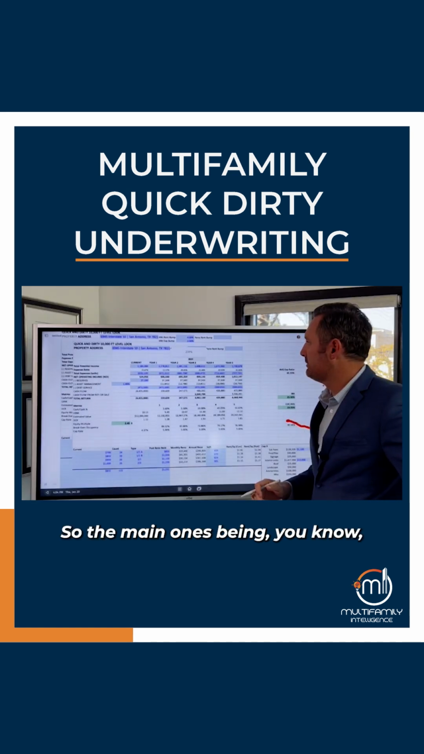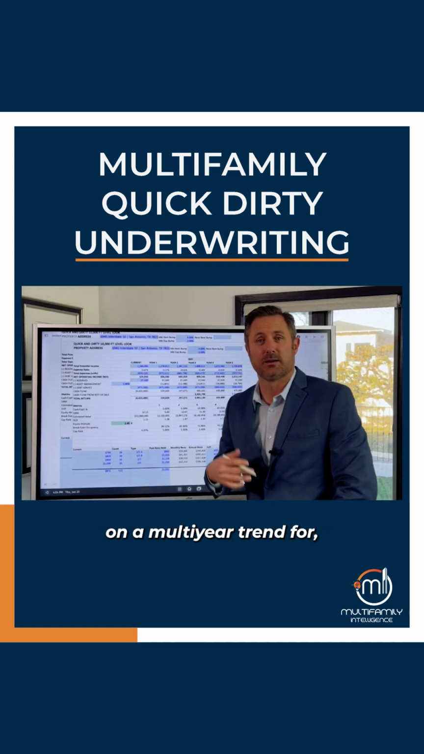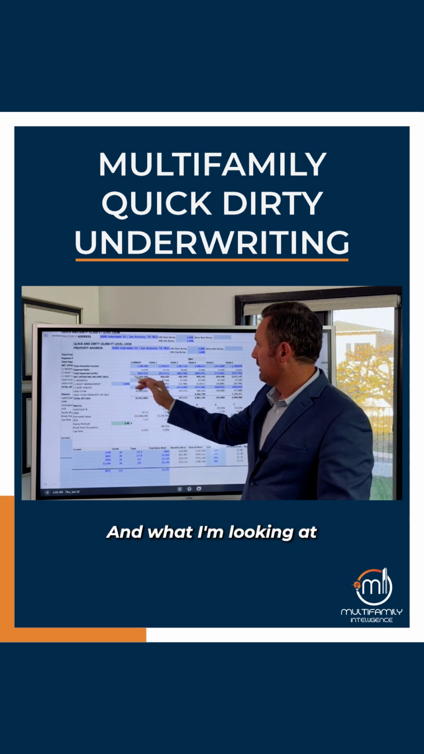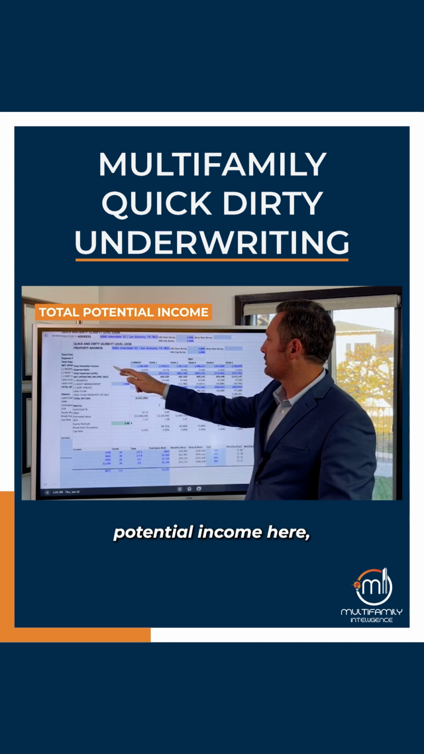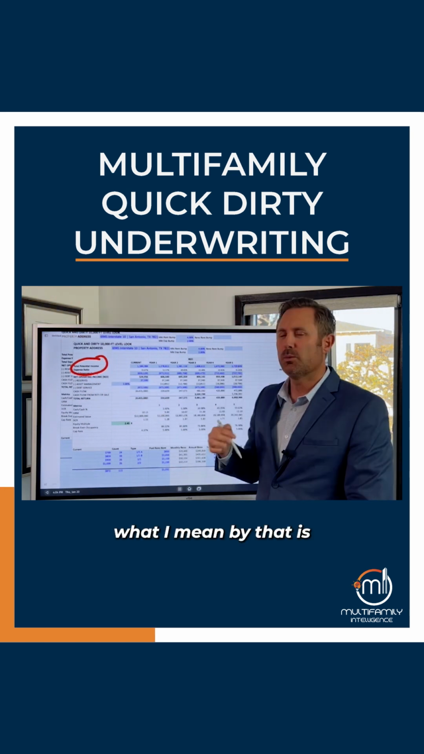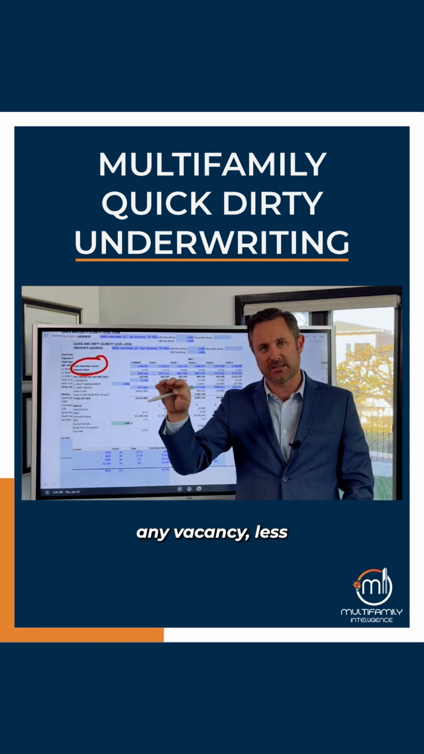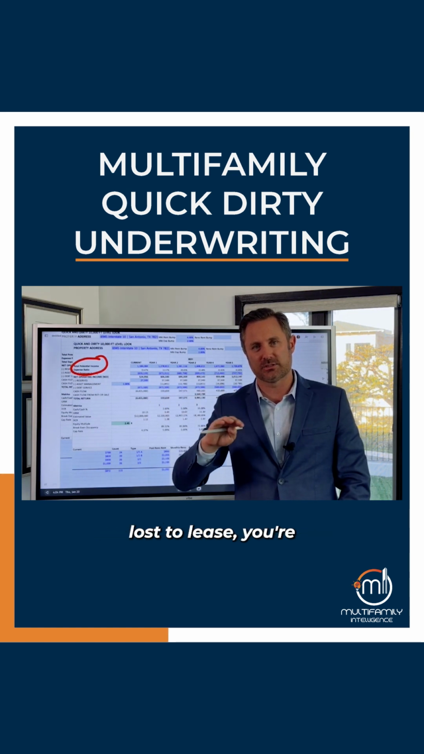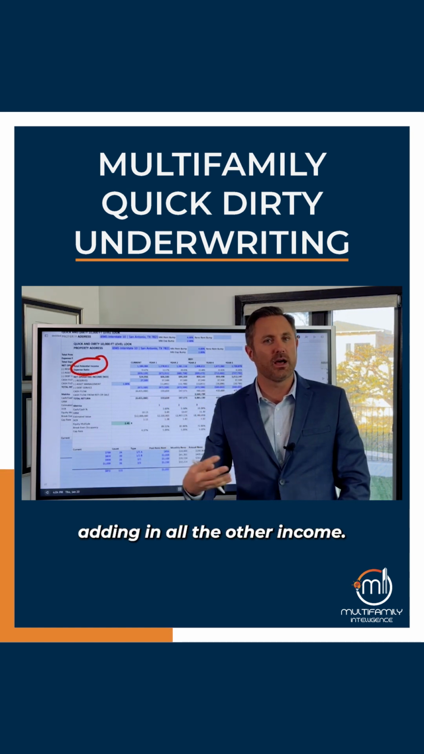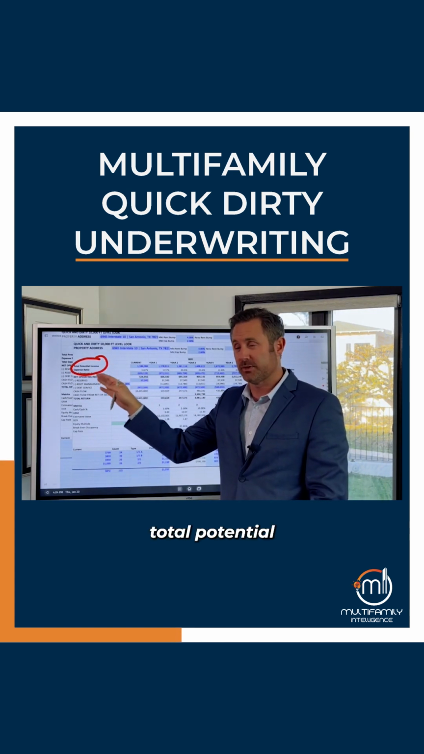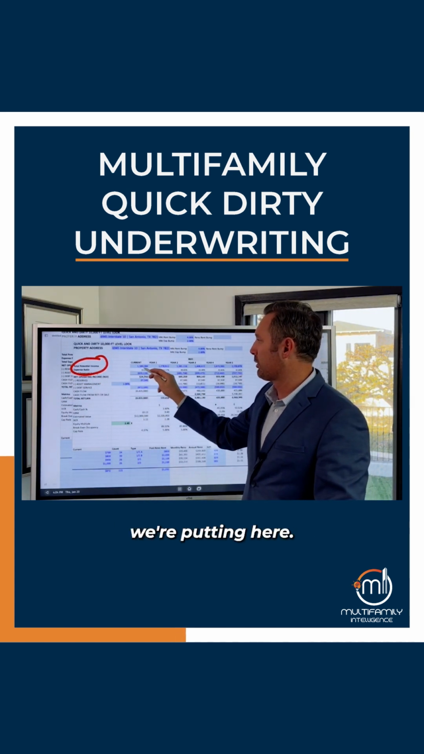So here we go. The main thing is we're looking at this on a multi-year trend, starting with the current. When it says total potential income here, what I mean is you take the gross income, less any vacancy, bad debt, concessions, and loss to lease, and add in all the other income. So this is essentially my effective gross income, total potential income on the building. That's the number we're putting here.